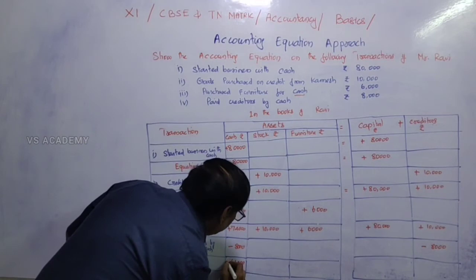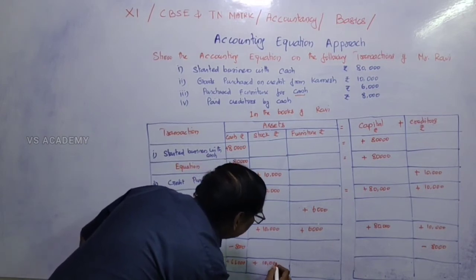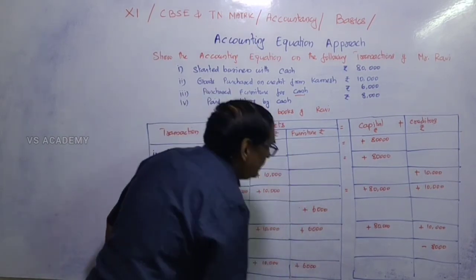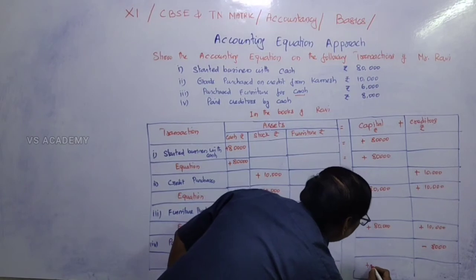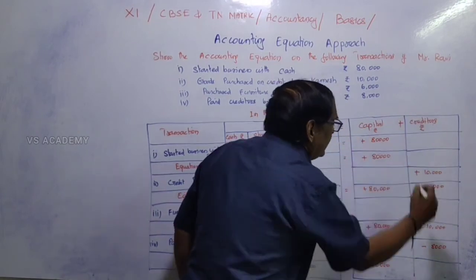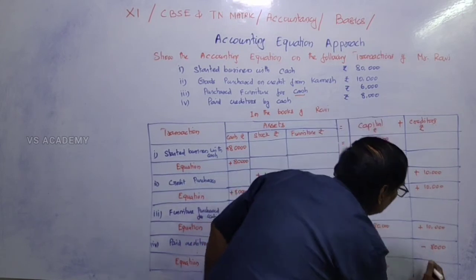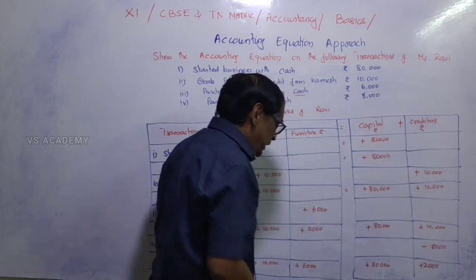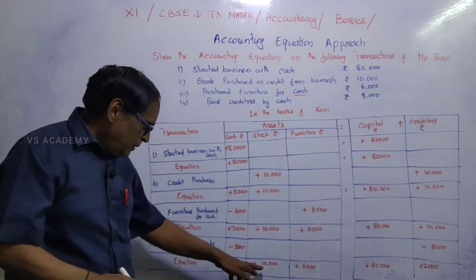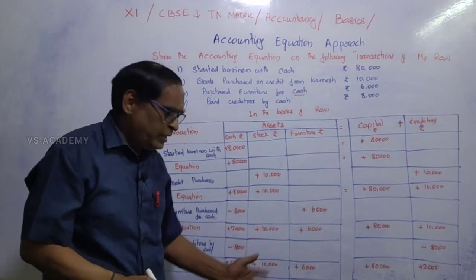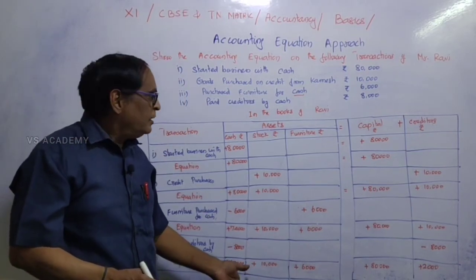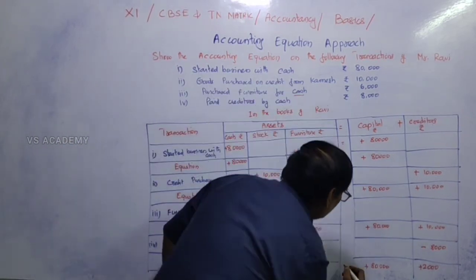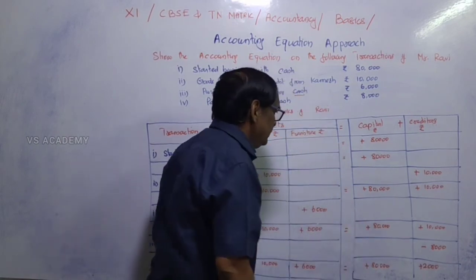Here the same 10,000, there will be no change in stock. And then furniture plus 6,000. Here in capital there is no change, plus 80,000. And then creditors 10,000, out of which we paid 8,000, so the balance is 2,000. So 80,000 plus 2,000, 82,000. Here 66,000 plus 10,000, 76,000, plus 6,000, 82,000. So the balance sheet is tallied. Both assets and liabilities are equal, 82,000 equal to 82,000. So this is the equation method. Understand?